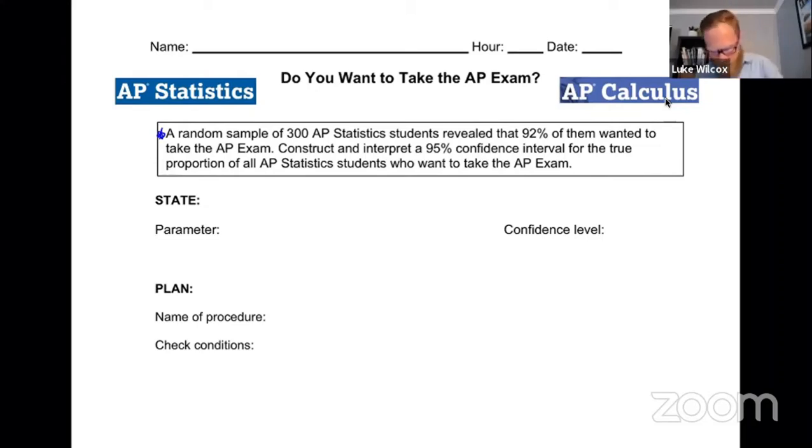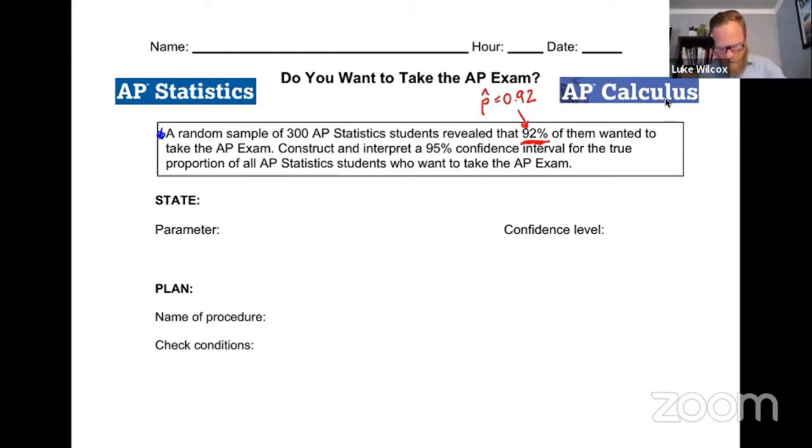All right, let me pause right there. That 92% comes from my sample, and it is a proportion. So I'm going to use the correct notation here, and I'm going to call that p hat for sample proportion, and I'm going to write it as a proportion rather than as a percent. So we do have a sample proportion right now.